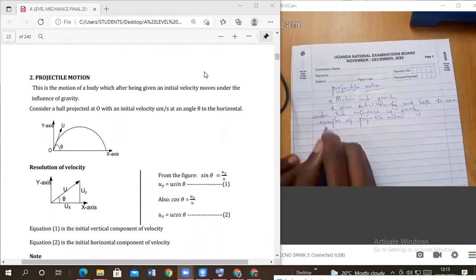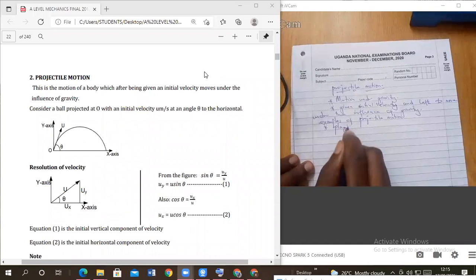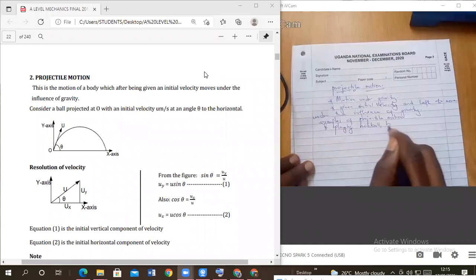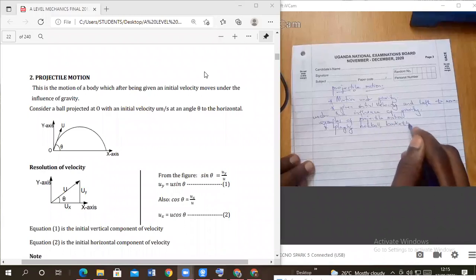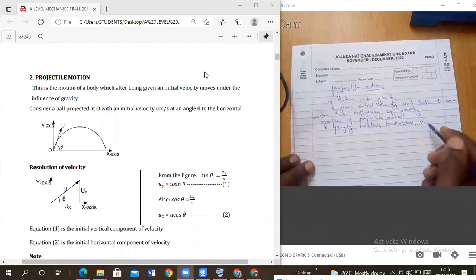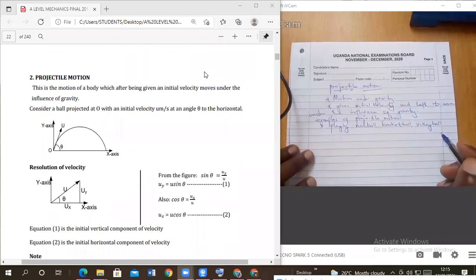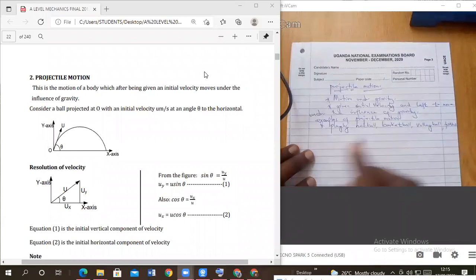Playing netball. We can apply them in playing what? Netball. Basketball, okay. Basketball, even volleyball, okay. Football. So the path the football describes is a projectile motion.